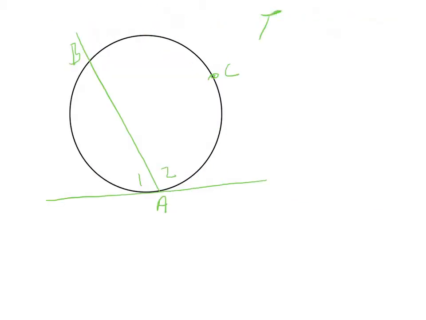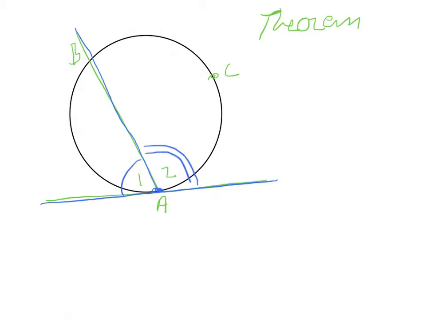So the next theorem that we're going to do in this section also helps us find angles. These are angles that are made when a secant, which is AB, intersects with a tangent at the point of tangency, in this case point A. Notice that makes two angles, angle 1 and angle 2. And this theorem is going to tell us what the measures of angle 1 and angle 2 are.